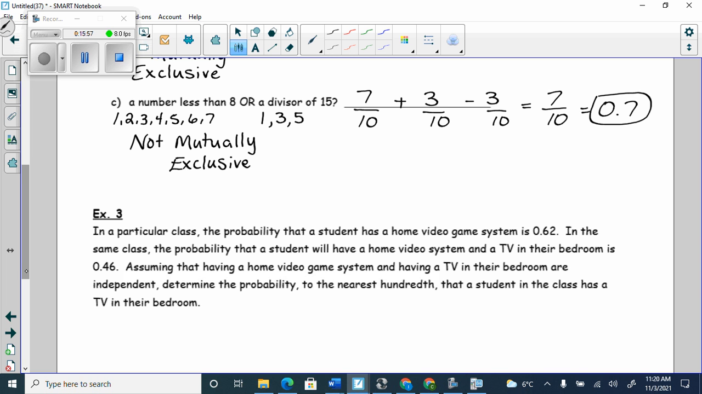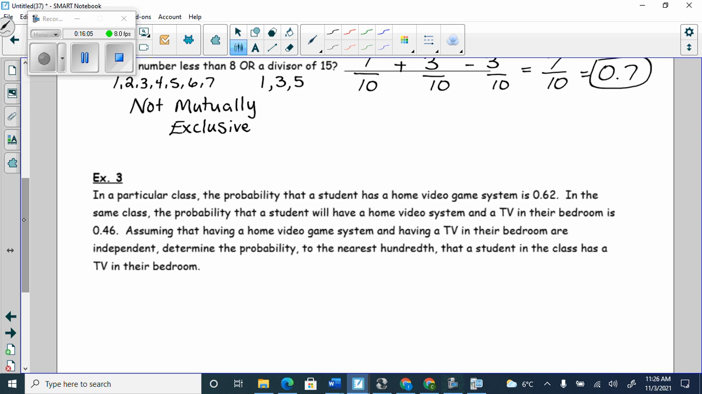Looks like a probability Venn to me. So in a particular class, the probability that a student has a home video game system is 0.2. So that could have other ones too, right? It doesn't say only. In the same class, the probability that a student will have a home video game system and a TV in their bedroom is 0.46. So that's an and. Assuming that having a home video game system and having a TV in their bedroom are independent, so they could have both. Doesn't matter, you don't have to have one or the other. Determine the probability to the nearest hundredth that a student in the class has a TV.